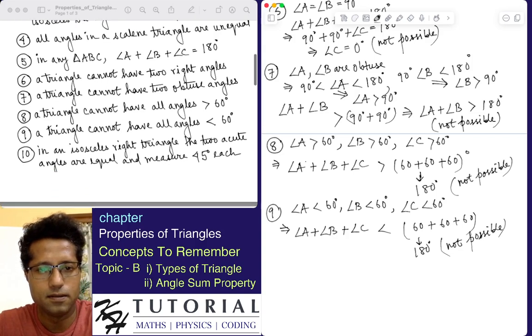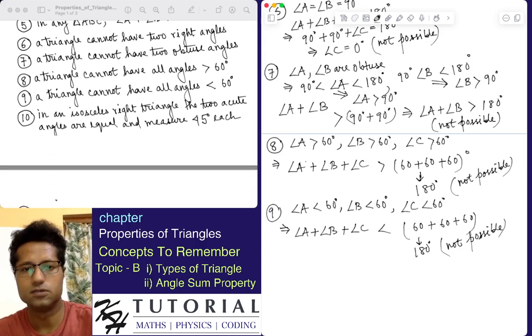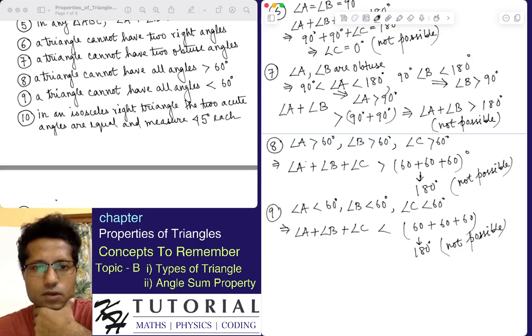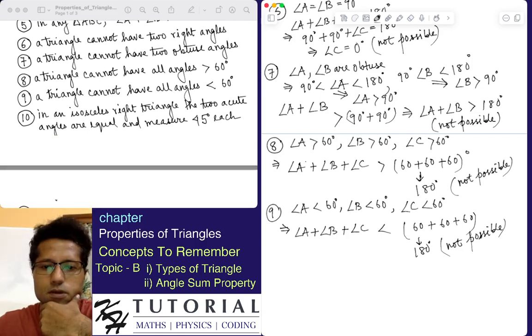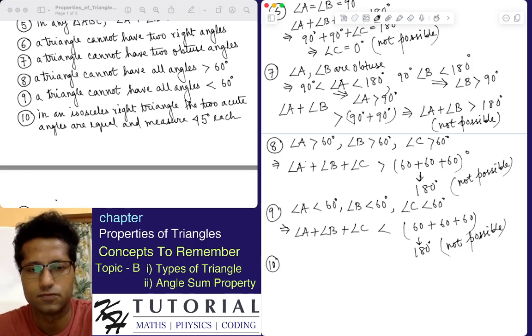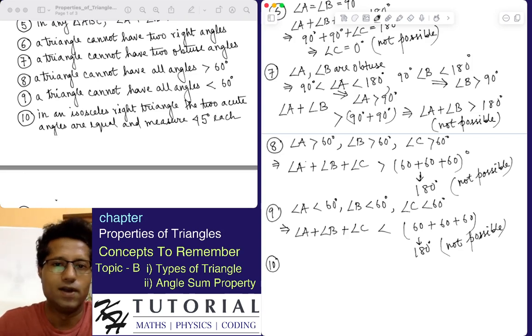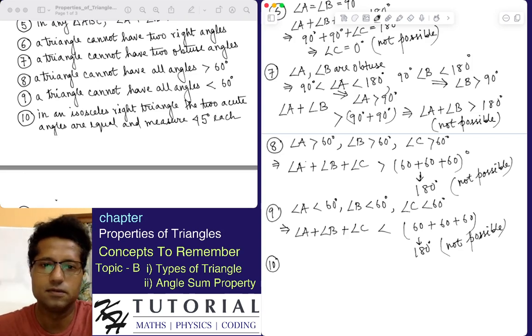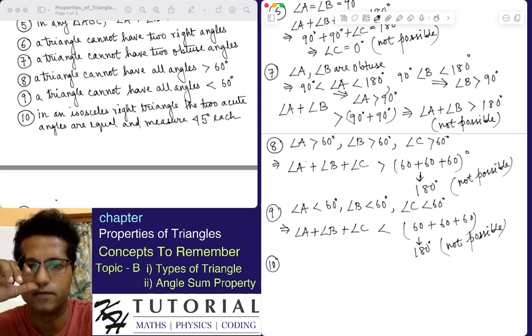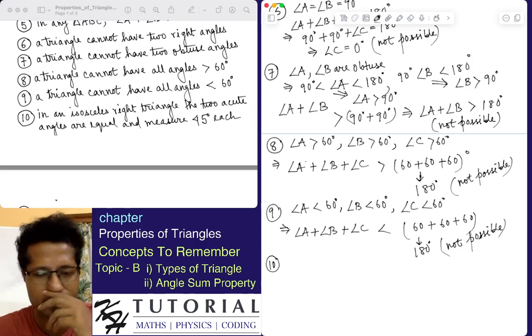Okay, point number 10, in an isosceles right triangle, the two acute angles are equal and measure 45 each. So in an isosceles right triangle, meaning the triangle is right angled, that is one angle is 90 degrees, and isosceles means two sides are the same. So why is it that in an isosceles right triangle the two acute angles are equal and measure 45 degrees each? Now we have already seen that in a triangle there cannot be two 90 degree angles.